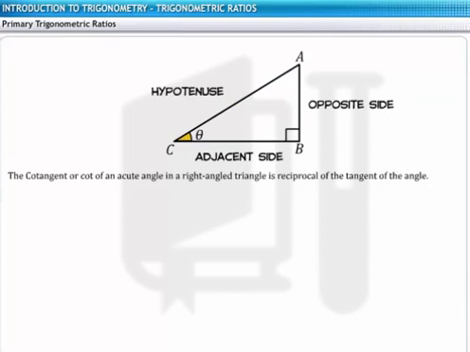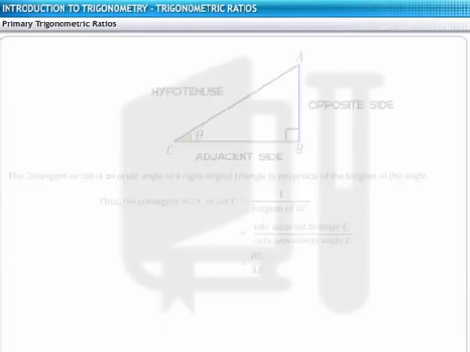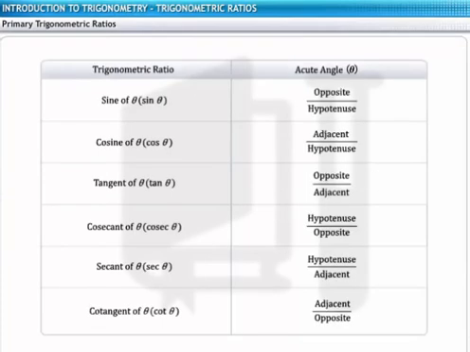The cotangent or cot of an acute angle in a right-angled triangle is reciprocal of the tangent of the angle. Thus, the cotangent of angle C is equal to the ratio between the side adjacent to angle C and the side opposite to angle C, or the cotangent of C is equal to BC upon AB. Here are all the 6 trigonometric ratios of an acute angle of a right triangle.